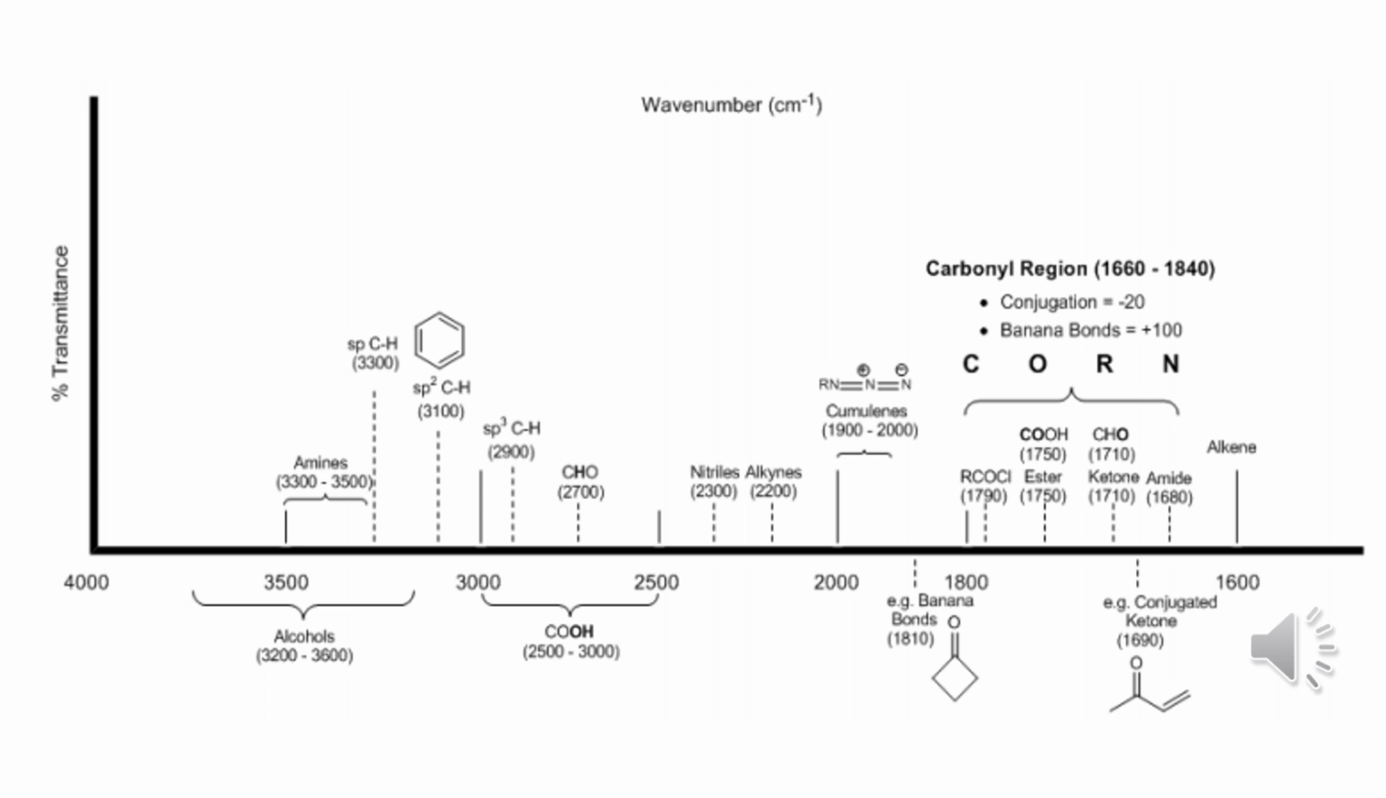We also have the carboxylic acid in the range of wave number 2500 to 3000. For nitrile, it is 2300. For alkynes, 2200. Not to forget the carbonyl region, in the range of 1660 to 1840. For conjugation, we have to -20, and we also have the conjugated ketones at 1690.